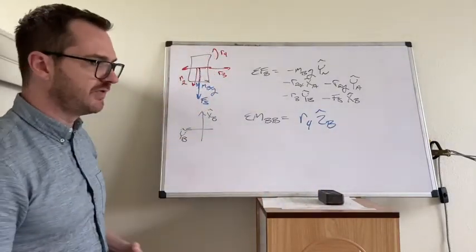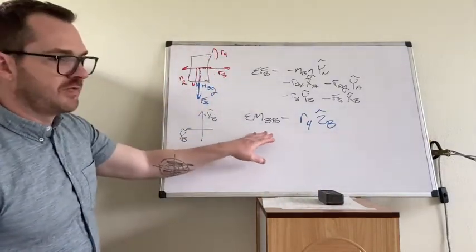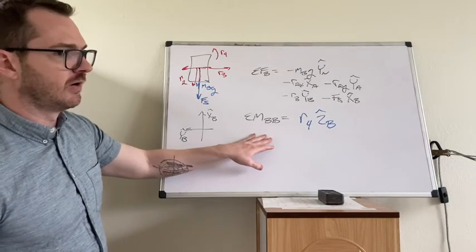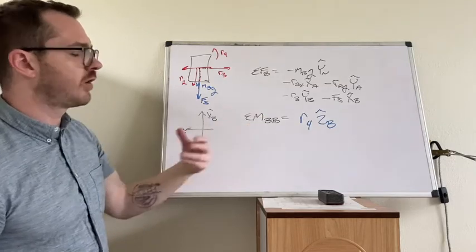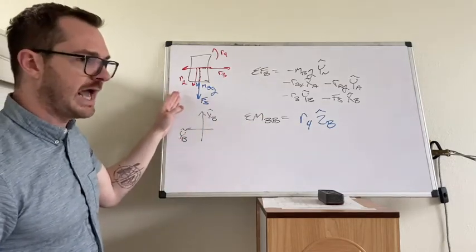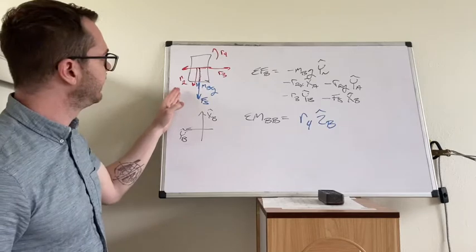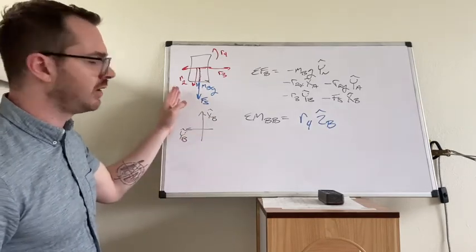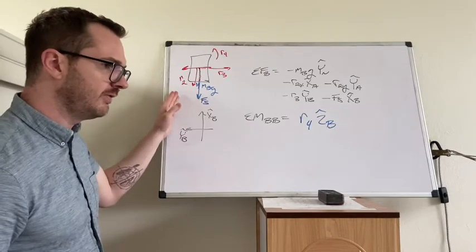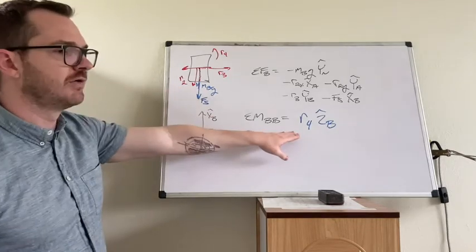What are the implications of this? Understand that the sum of moments on B is not zero. R4 is not zero. This exists. When the slotted rod rotates, the block has to rotate with it, right? There's no local rotation between them. So in order for this block to rotate, there has to be a moment making it rotate. And here is that moment.